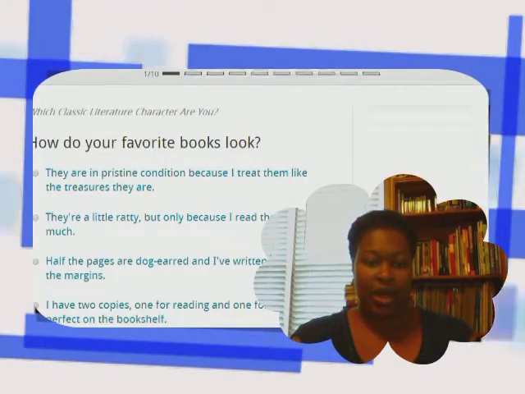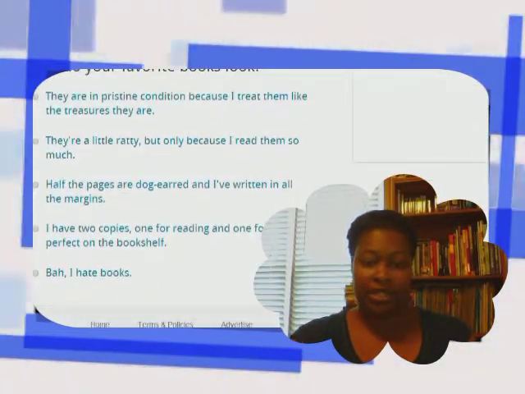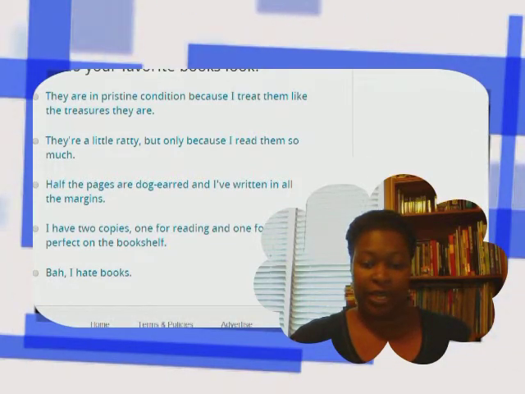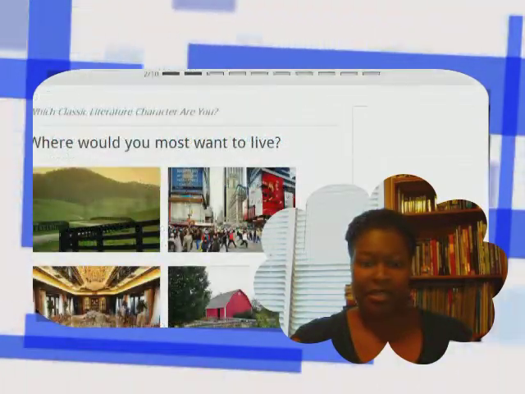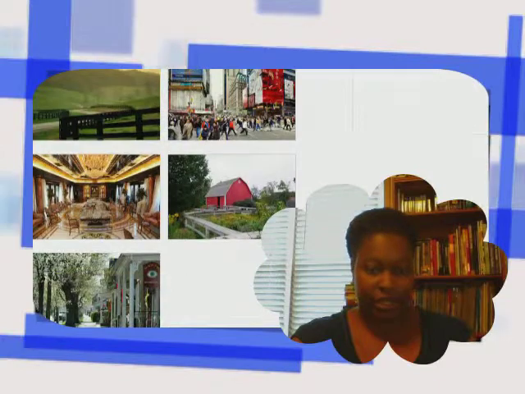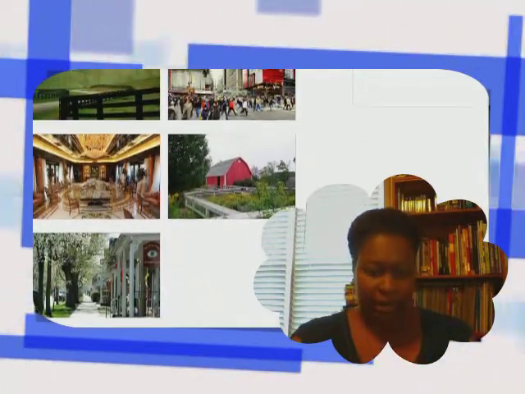All right, so how do your favorite books look? They are in pristine condition because I treat them like the treasures they are. They are a little ratty, but only because I read them so much. Half the pages are dog-eared, and I've written in all the margins. I have two copies, one for reading and one for looking perfect on the bookshelf. Bah, I hate books. Next question. Where would you most want to live? And here are the pictures. They're interesting. All right, so I need to pick one of these.